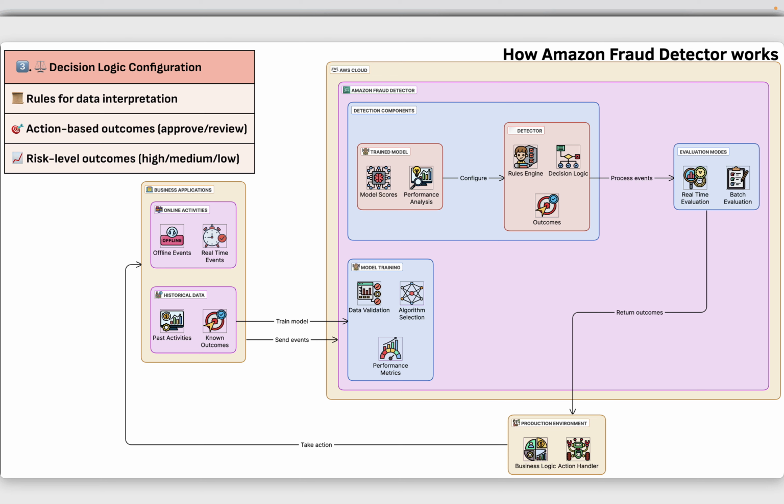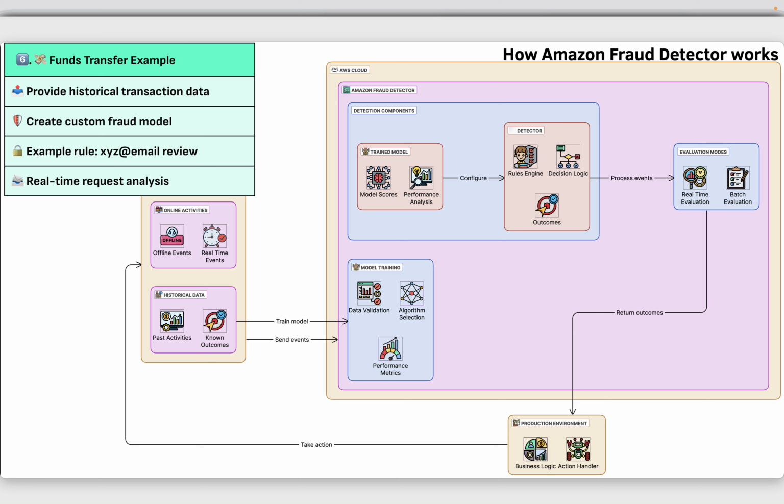Users configure decision logic rules to interpret business data, assigning action-based outcomes, which can be approve or review, or risk level outcomes, which can be high, medium, low for the activities. Detectors serve as containers combining models and rules, requiring thorough testing before deployment to production environments for the fraud detection operations. Fraud evaluation supports real-time analysis of single events and offline batch processing of multiple activities using historical pattern matching for accuracy.